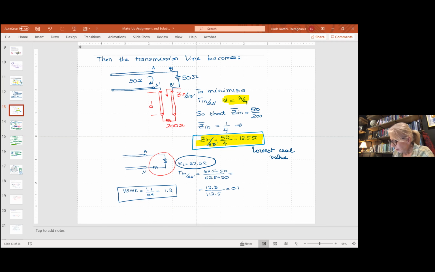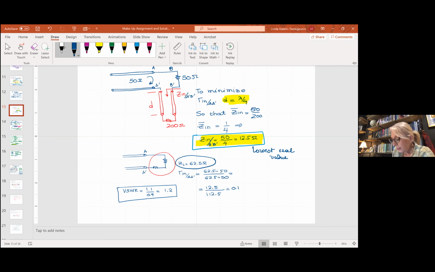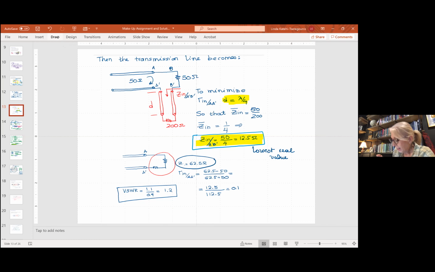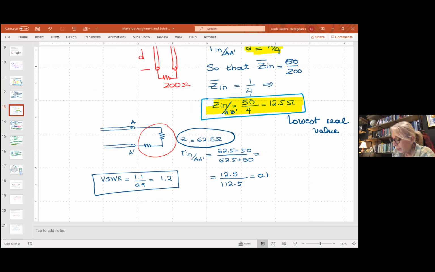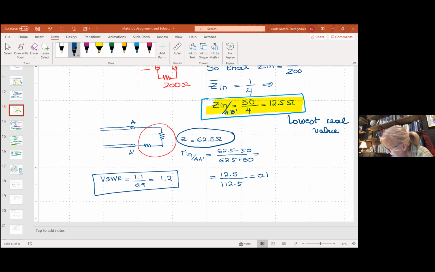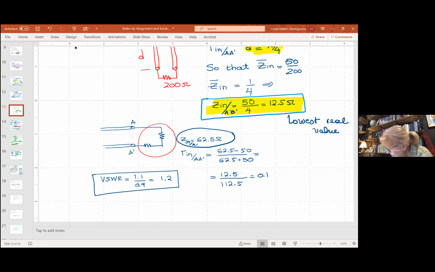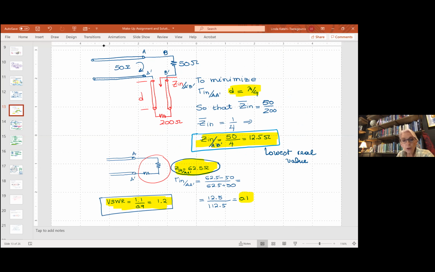so the total input impedance at A prime, total input impedance at A prime becomes then 62.5 ohms. And the reflection coefficient for that is 0.1, which makes a very nice VSWR. So the reflection coefficient becomes very small, and therefore the VSWR becomes very small. So that is, in fact, how you would solve a problem like this.